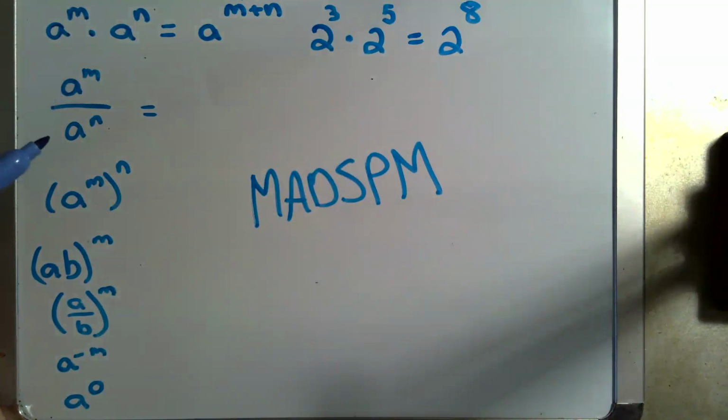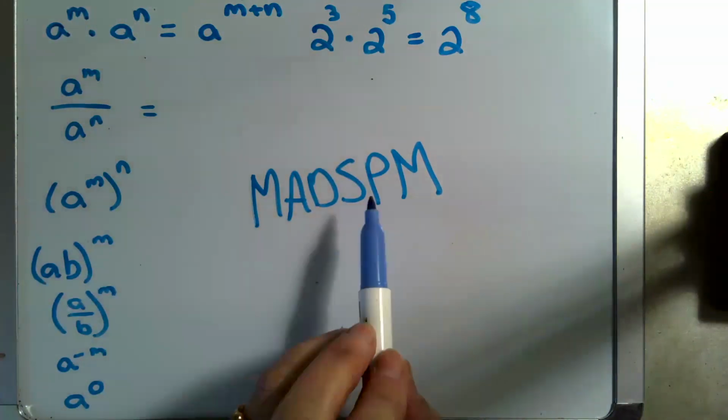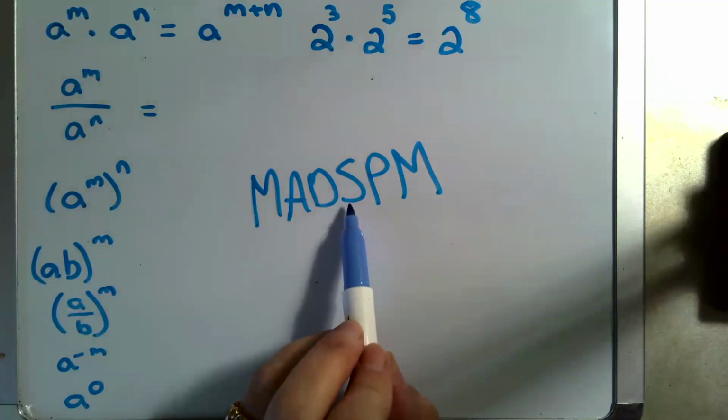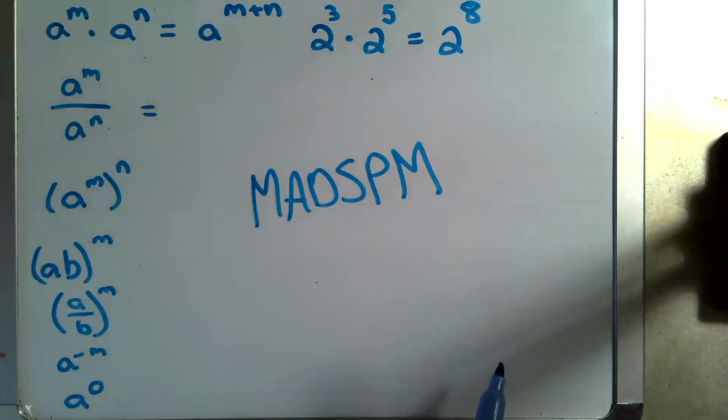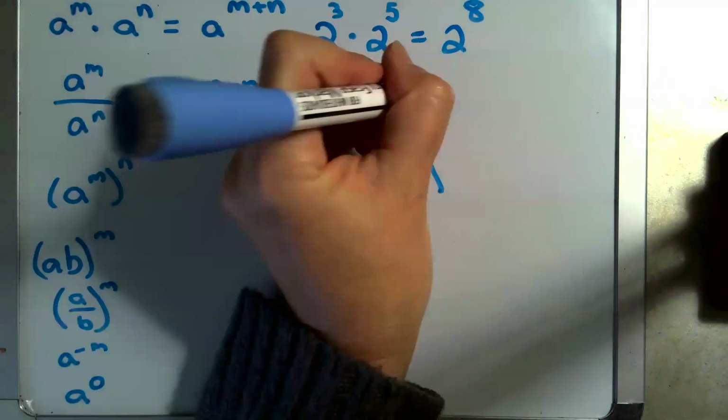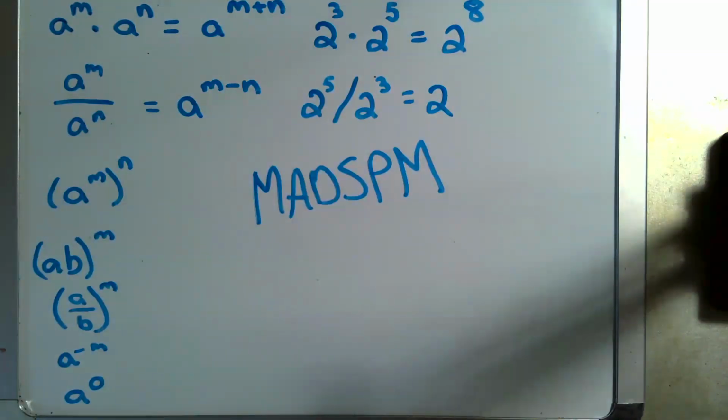A to the M divided by A to the N. When you divide and your bases are the same, you subtract your exponents. So that looks like A to the M minus N. So for example, 2 to the 5 divided by 2 to the 3. Is our 2 going to change? No, it's not. But 5 minus 3 leaves us with 2 to the 2. That's right.